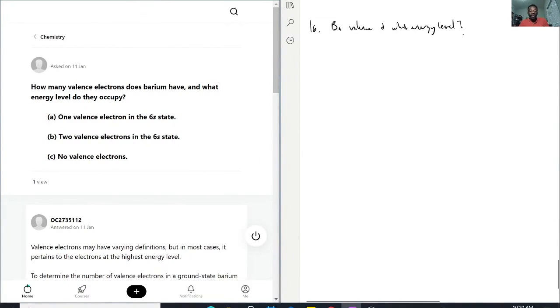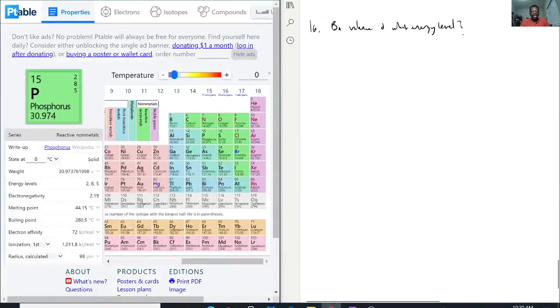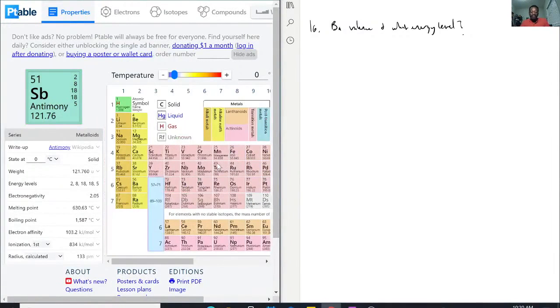So with that being said, we're going to look at the periodic table, okay? We first have to find barium. Barium is right here, okay? It is on the sixth, sorry, I'm blanking out, sixth row, okay? And it's on the second column. So barium, in this case on the second column, would have 2 valence electrons.